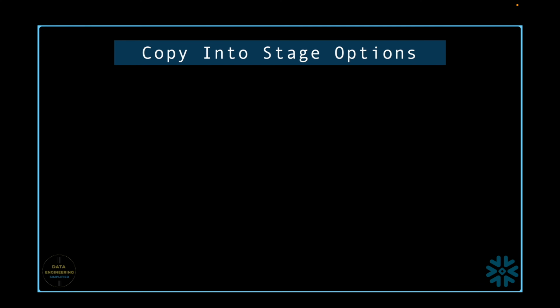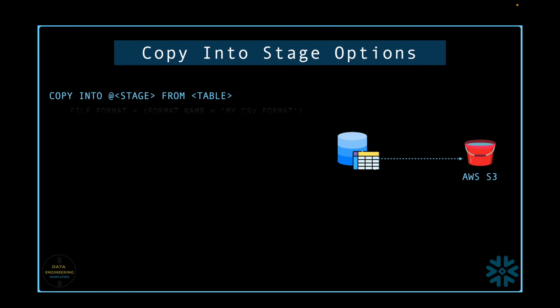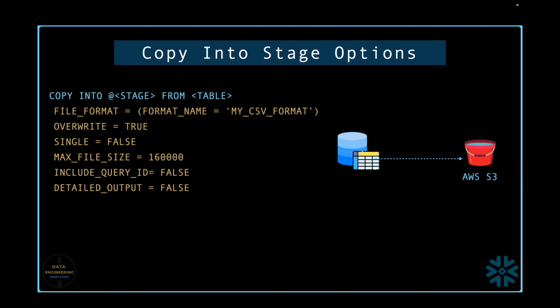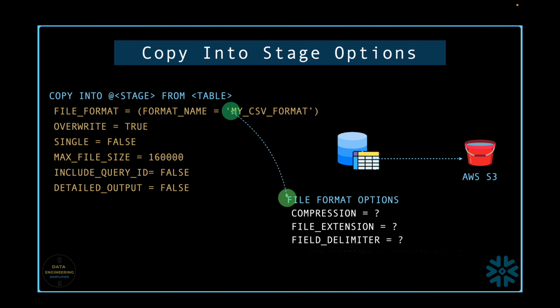When we run copy into stage from a table, we also have to provide additional unloading options, including the file format. File format indicates what format should be followed, followed by unloading copy options, for example overwrite, single, max file size, include query ID, and detailed output. We are going to see each of these parameters and their behavior while running the copy into location command. Other options come from your file format definition, for example the type of compression, file extension, field delimiter, and field optionally enclosed by.